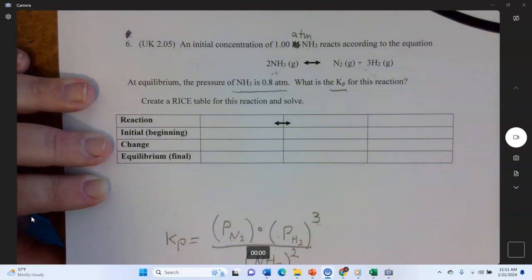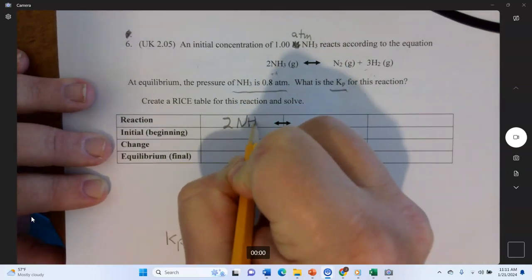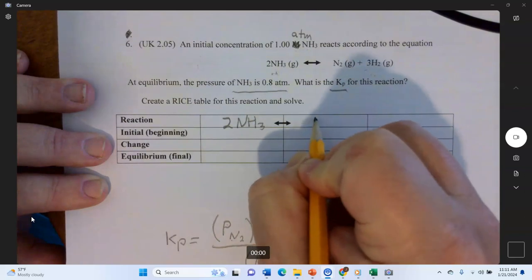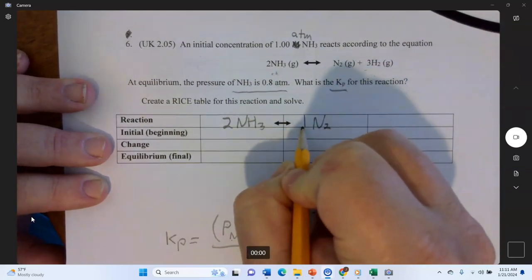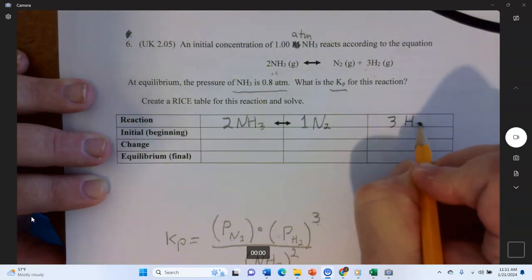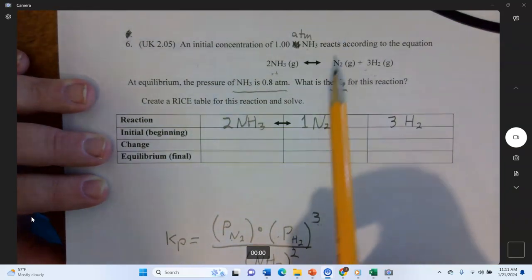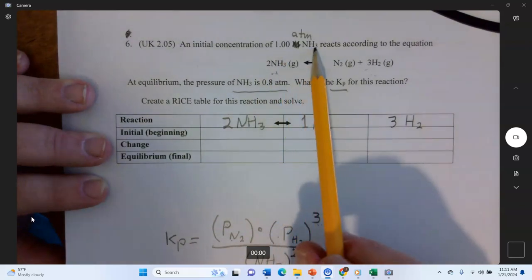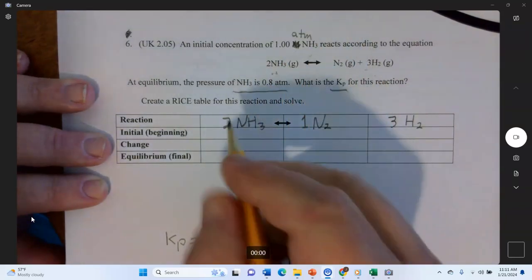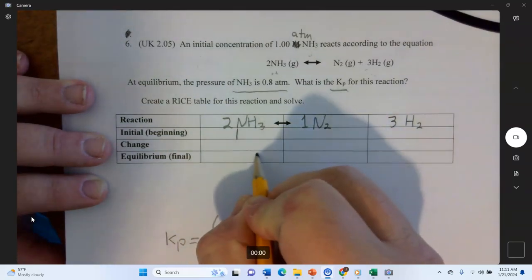All right, now let's start filling in the RICE table. First thing you do is the reaction. Now go ahead and put the coefficient of 1 in front. Not required, but I just like to do it. All right, so let's read what we have. We have an initial pressure of one atmosphere of NH3. So this is going to be a 1. I don't care about the trailing zeros, just 1 is fine. And then it says an equilibrium pressure of NH3 of 0.8.